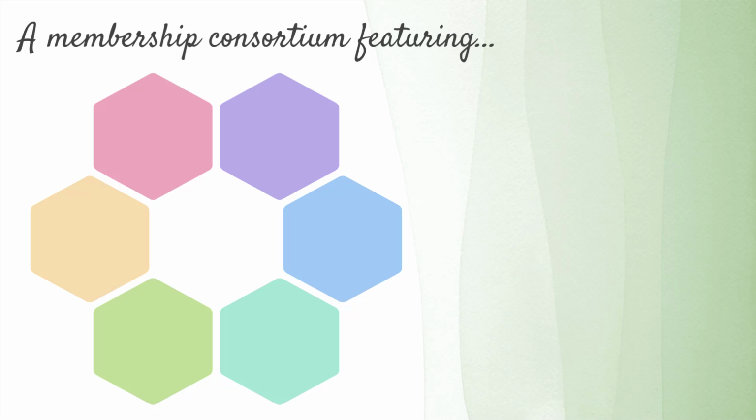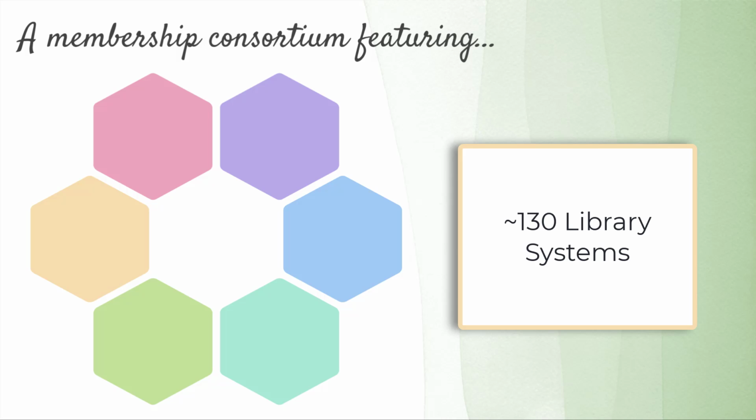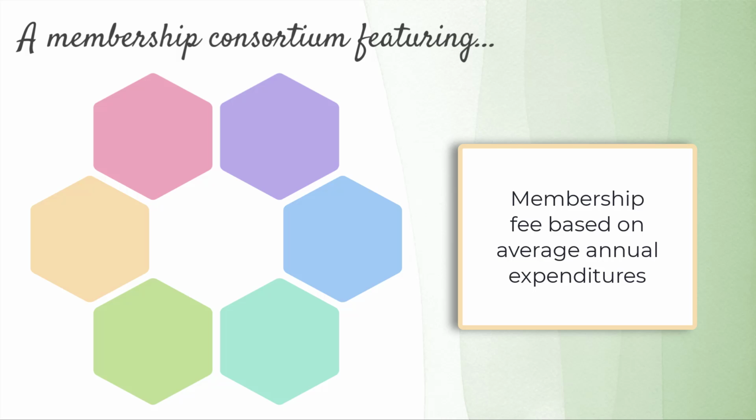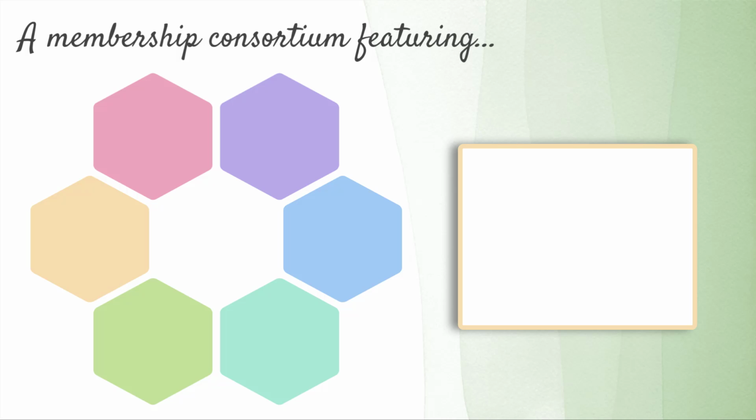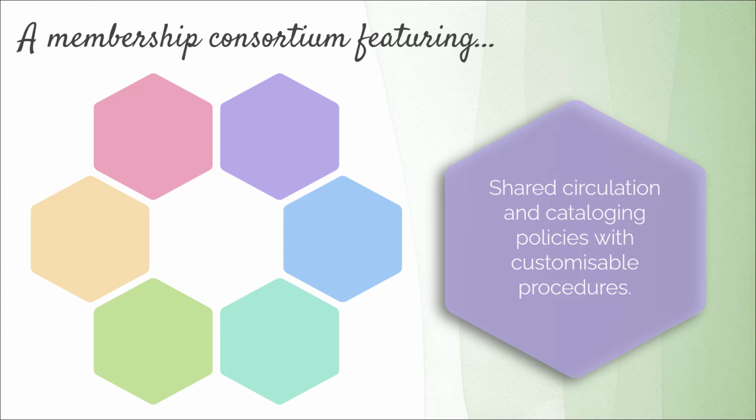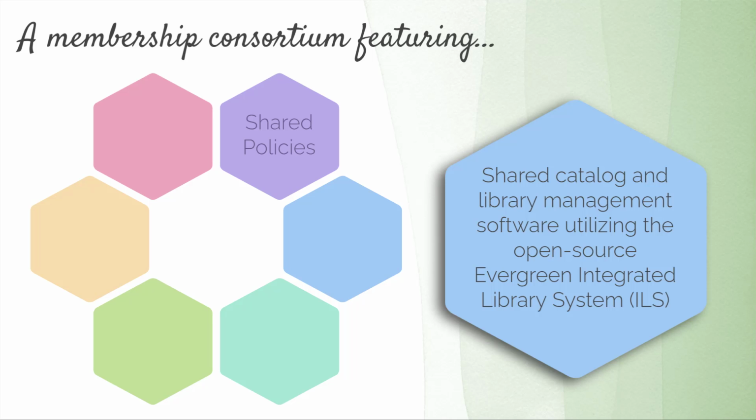Evergreen Indiana is a membership consortium with almost 130 Indiana library systems in over 180 locations around the state of Indiana. These library systems are referred to as member libraries, with each paying an annual fee based on their yearly expenditures. Each member library is considered an Evergreen Council member with a vote in each Evergreen Indiana election. Evergreen Indiana member libraries share a lot of things, including circulation and cataloging policies, along with the catalog and library management software named Evergreen ILS, or Integrated Library System.